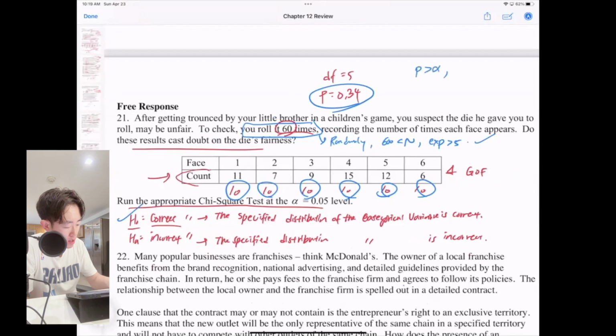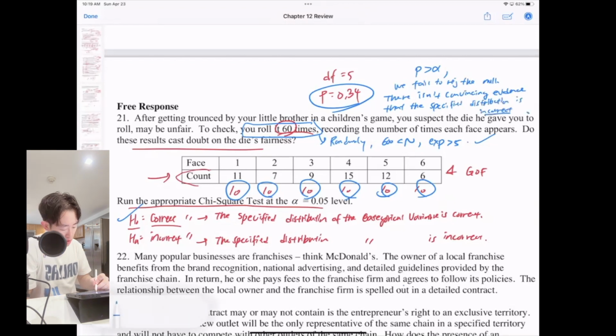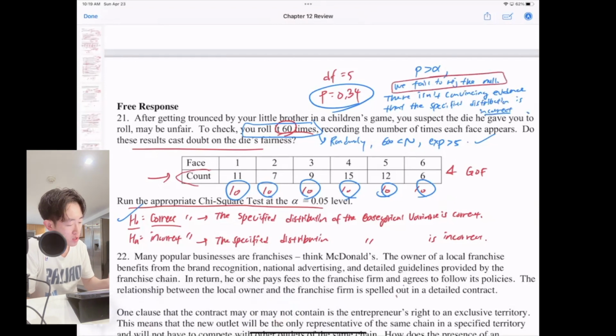P is greater than alpha, therefore we fail to reject the null. This means that there isn't convincing evidence that the specified distribution is incorrect. So we first have to state that we failed to reject the null. Then secondly, we say there isn't convincing evidence. There is not convincing evidence for the alternative, which states that the distribution is incorrect here.